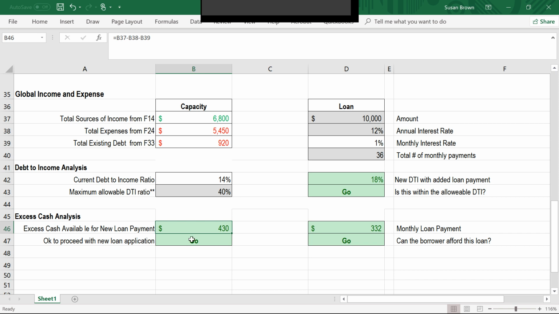And if you get a green go here, it means that this number here, 430, is at least 125% of 332, which is your loan payment. Remember how I said the magic number for most lenders is that the excess cash is 125% of the new loan payment. So that's what this does for you.